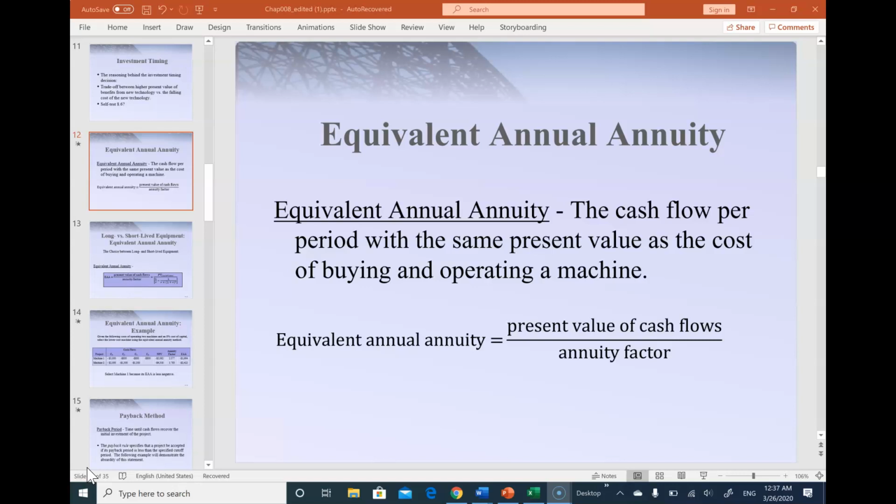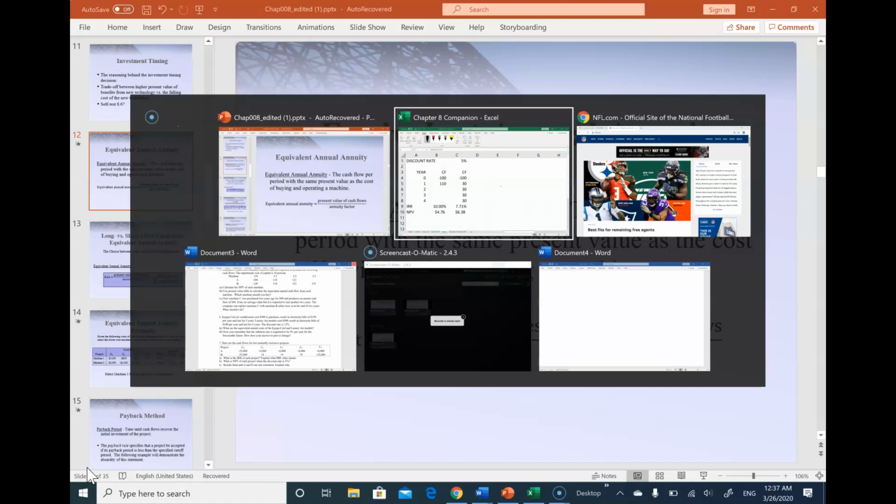It is the cash flow per period with the same present value as the cost of buying and operating a machine. And technically, it is just the net present value over the annuity factor, right? So to understand why this concept is useful, we have to actually compare this to the internal rate of return and the net present value. So let's go over an example.